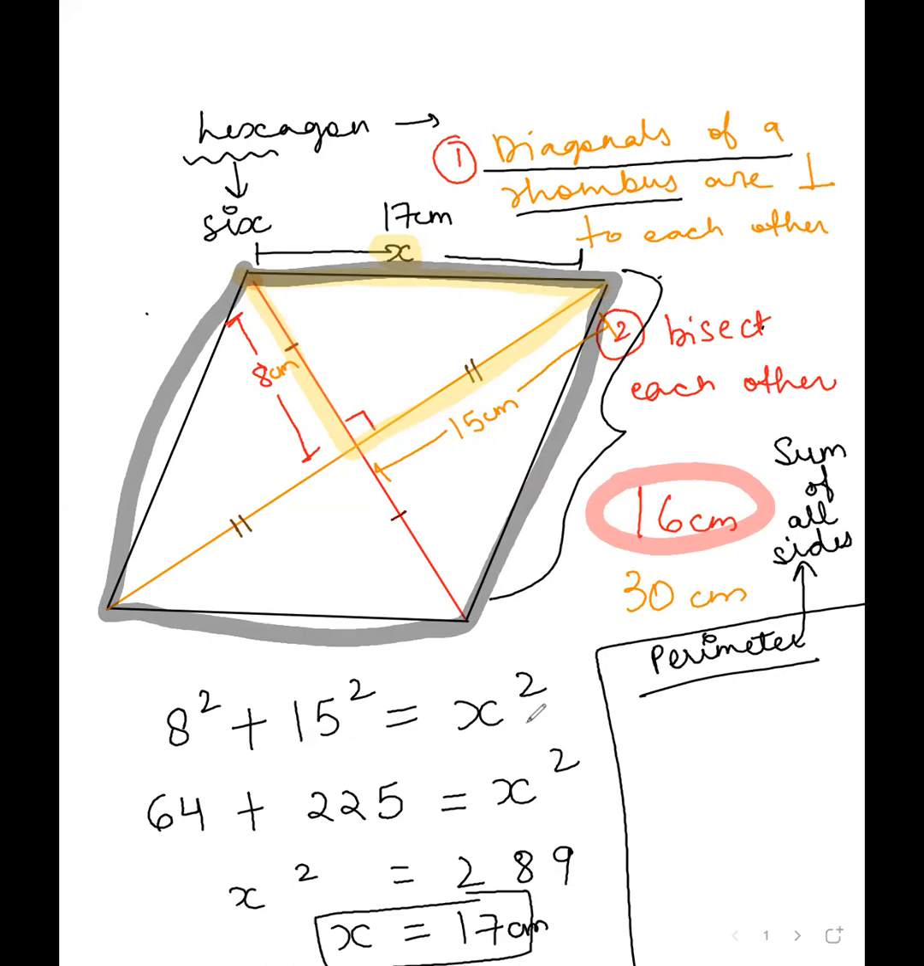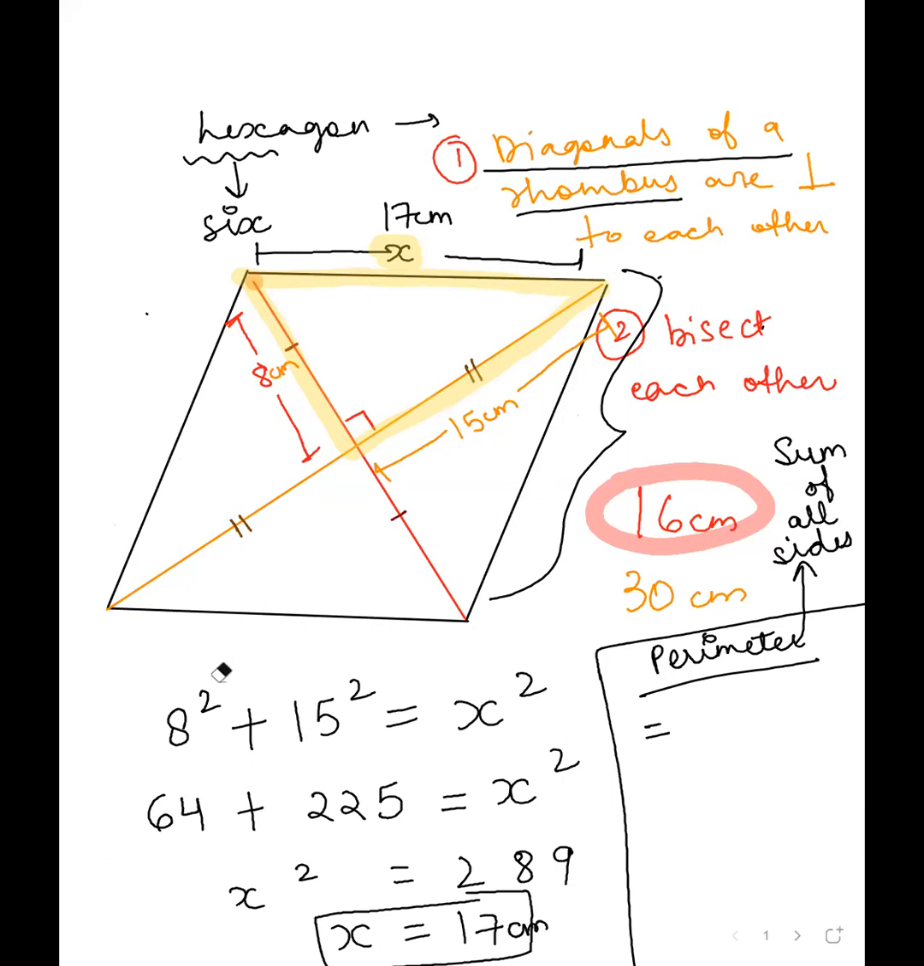Sorry? 68. You're telling me the perimeter? No, actually 51. Yeah, I'm telling the perimeter. How 51? 17 multiplied by 3. Why 3? There are 3 sides in a rhombus.